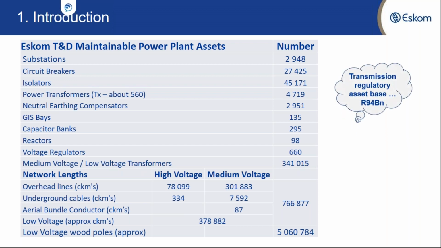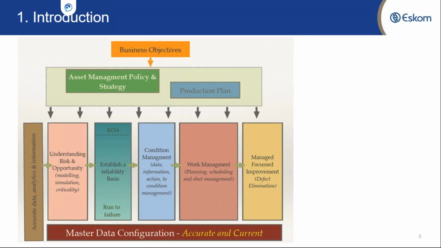Then, in terms of values, the regulatory asset replacement value in transmission is 94 billion. In distribution, we are looking at a regulatory replacement value of about 120 billion. And in the generation space, the figures being mentioned are in the range of 200 billion. I am showing you these magnitudes to give you an appreciation of what we are actually dealing with within the Eskom space.